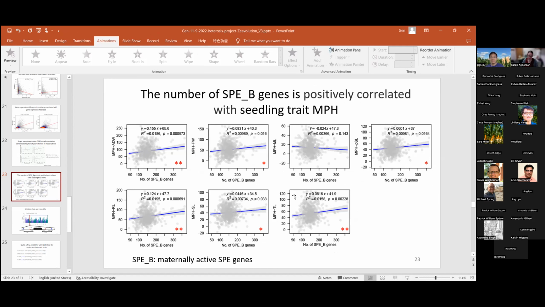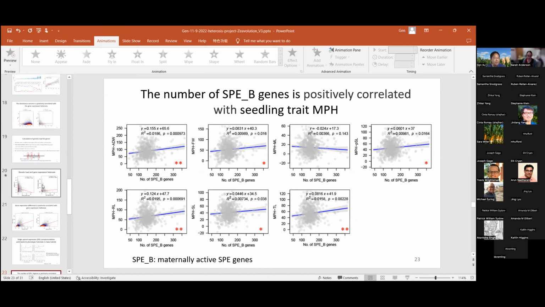I have a question about why the hybrids have more active genes. I think because the hybrids always show superior performance compared to their parental lines. So this is maybe why the hybrids have more active genes. Okay, thank you. Our result is consistent with previous studies.